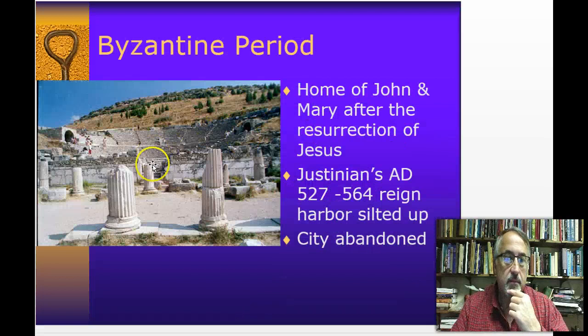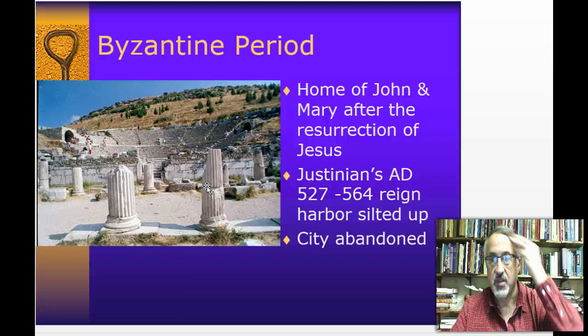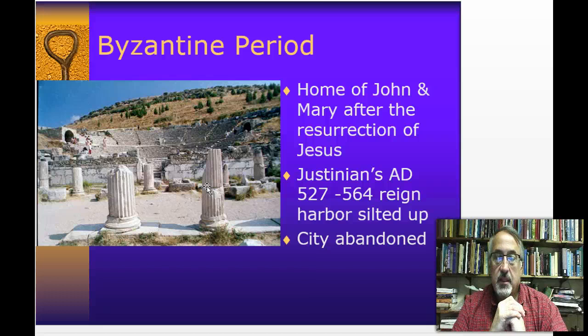And of course, early church connections here as well in Asia Minor, not only with Paul, but with the Apostle John, who moves to this area and who becomes a leader here. It's from here that he will write the Revelation, and a long tradition that Mary came with him as well after the resurrection. Remember, on the cross, Jesus asked John to basically take care of his mother.